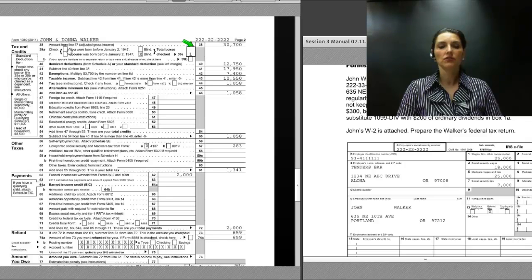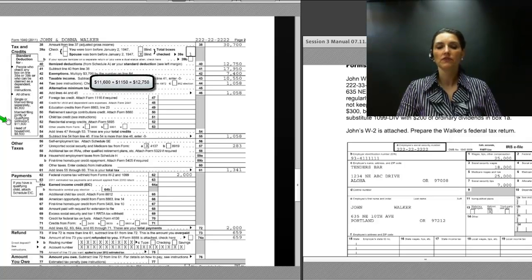The next step is to check on line 39A whether any of these requirements are met for being age 65 or blind. And for the spouse, we will check the blind box and enter a total of 1 on line 39A. Next step is to go over to the amount of standard deduction for a married filing joint couple. That starts at $11,600, but we are going to add $1,150 to that total, making the total amount on line 40 $12,750 of standard deduction.